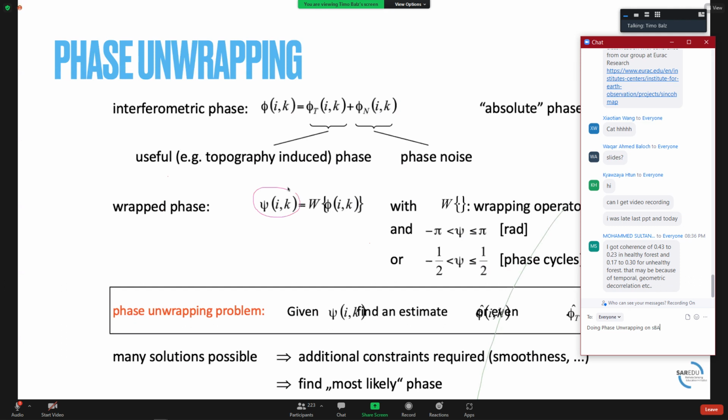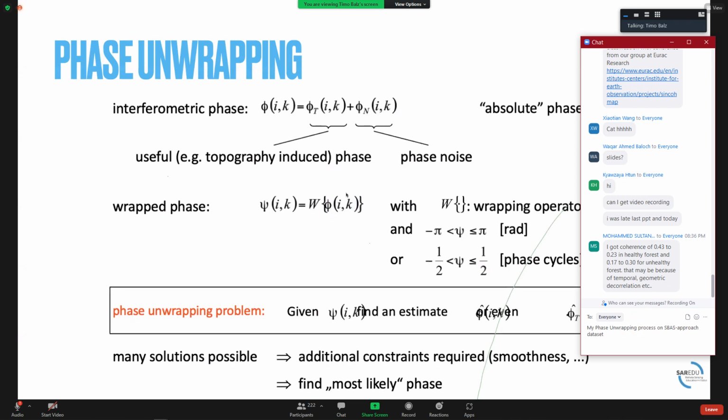Okay, so now the phase unwrapping problem is that we have the wrapped phase. We know the phase between minus pi and pi, but we want the true absolute phase, the unwrapped phase. So you want to move from this one to this one inside the wrapping operator. You want to unwrap it. You want to get rid of that wrapping operator.